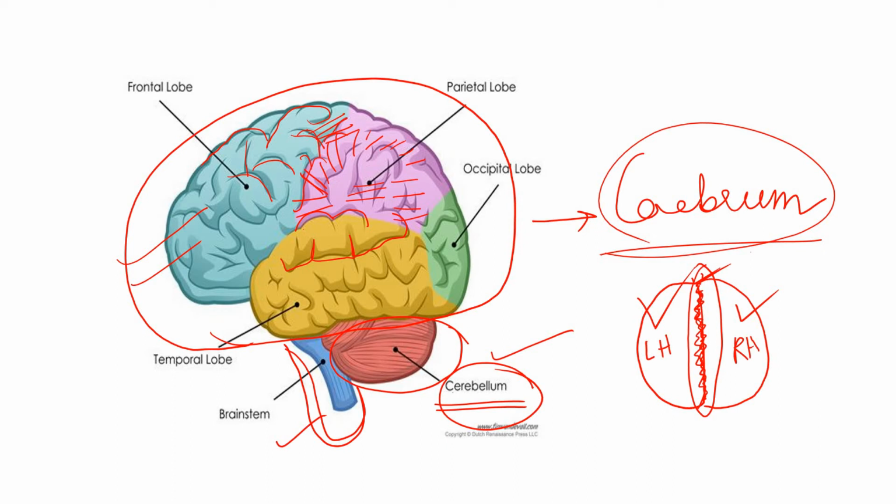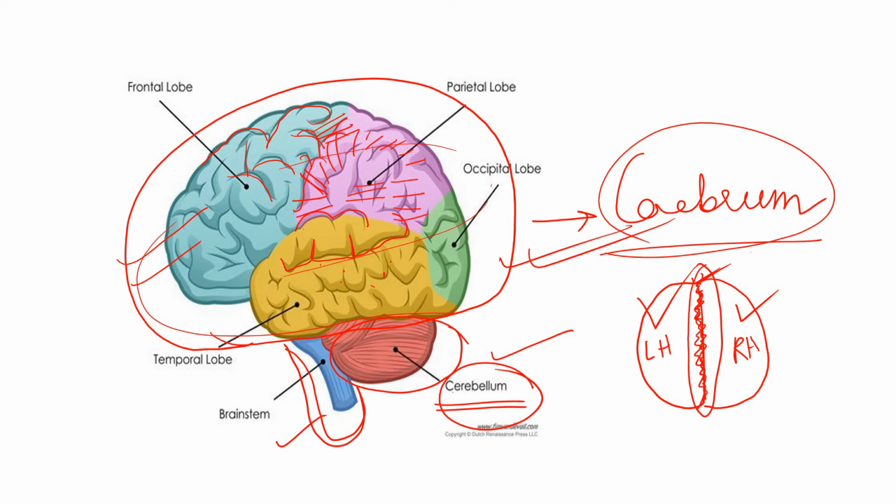Memory, intelligence, reasoning and other mental activities, including response to stimuli, are controlled by the cerebrum. So all your memory, intelligence, reasoning, all mental activities are controlled by which part? This largest part of the brain, that is the cerebrum. I hope this is clear till this much.